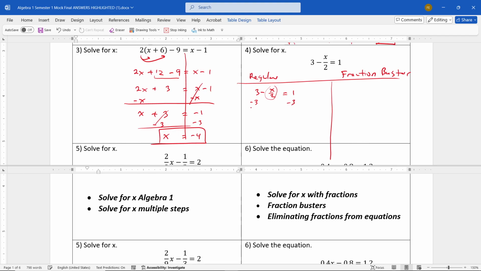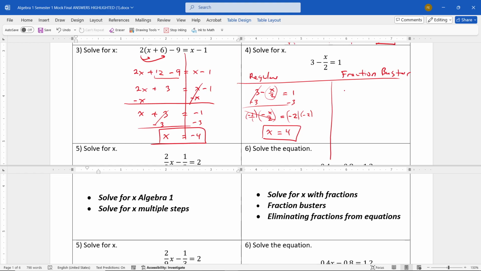Subtract 3 first. Those cancel. Then we've got -x/2. 1 minus 3 is -2. And now we need to get rid of this negative, like a half in front of x. So I'm going to do it in just one step and multiply by -2 to both sides. That's because this -2 and that -2, one's in the numerator, one's in the denominator. They cancel out, leaving just x by itself. On the right-hand side, -2 times -2 is +4, and we're done. So that's just regular solving, no fraction busters.